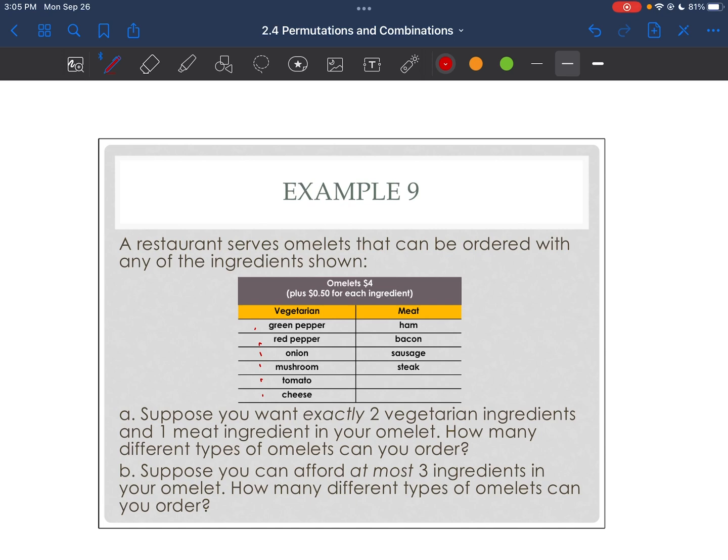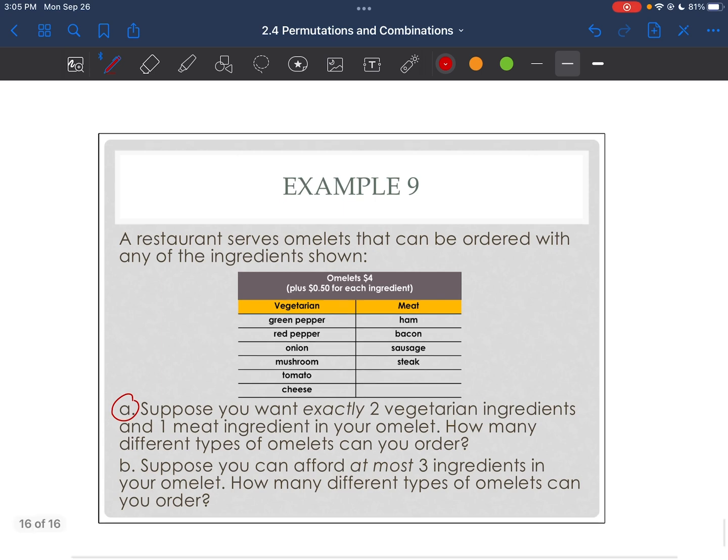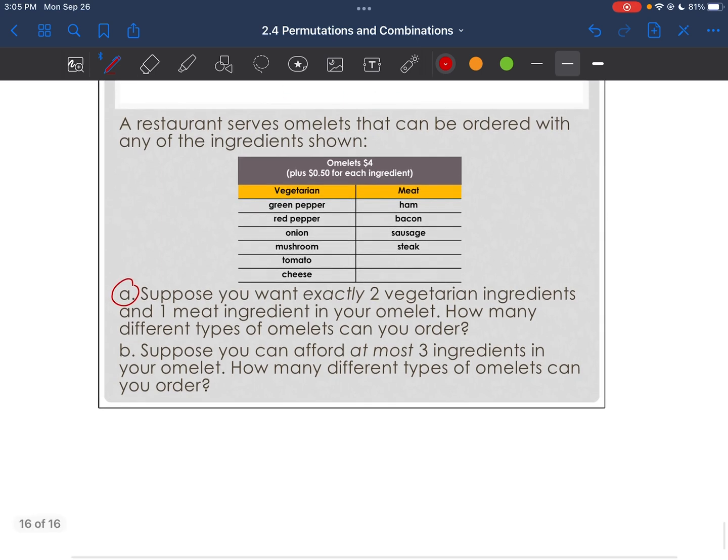All right, so in this example, we are at a restaurant and we're trying to figure out how many different omelets we can order. Specifically, we're looking for how many different ways we can order an omelet that has 2 vegetarian ingredients and 1 meat ingredient in the omelet. And these are our choices in the table above. So we want to figure out how many different omelets we can order.